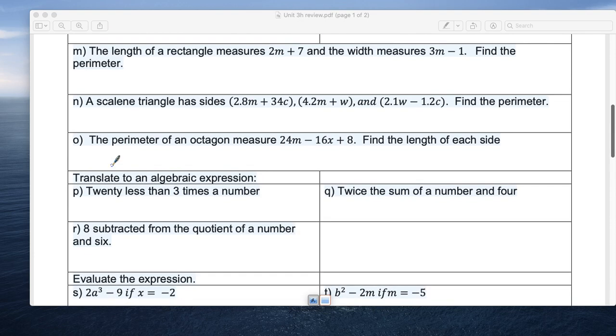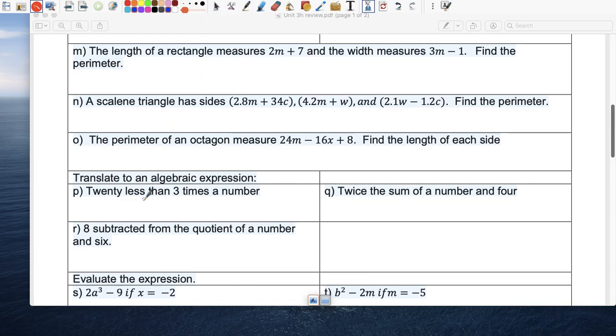Translate to an algebraic expression. Yikes, really. 20 less than 3 times a number. It's less than, so make sure you write it as 3m minus 20. Twice the sum, so 2 times the sum of 2 numbers: add 2 numbers, and then multiply that by 2. Because we're doing a sum, we put that in parentheses. A number that I don't know, let's call it n, plus x, is 4. So twice the sum: add those 2 numbers and multiply it by 2. That's what that looks like.